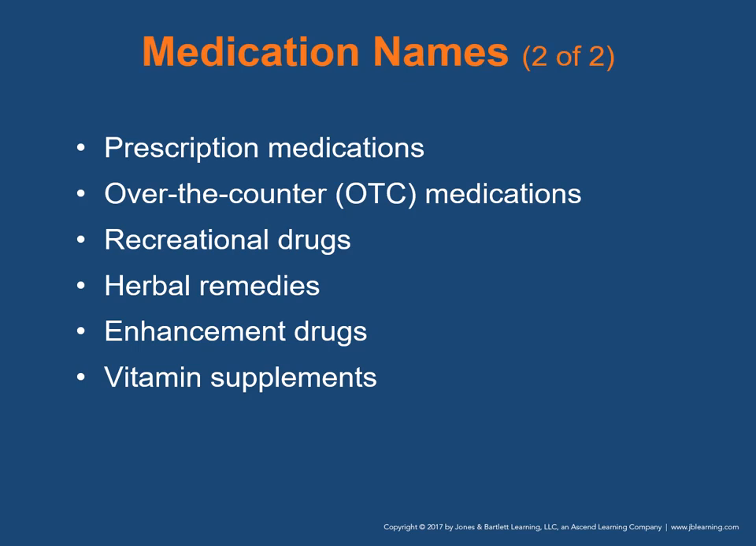Prescription drugs are distributed only by pharmacists and require a physician's order. Over-the-counter or OTC drugs may be purchased directly without a prescription. Other kinds of drugs are recreational drugs like heroin or cocaine, herbal remedies, enhancement drugs, and vitamin supplements. Any medication that a patient takes can be pharmacologically active and can cause an effect, so ask patients about any and all medications or drugs they're taking. It does include supplements.